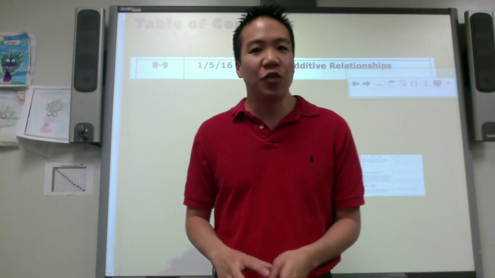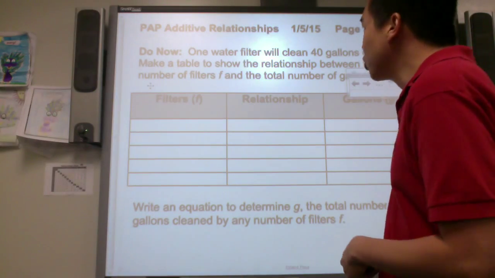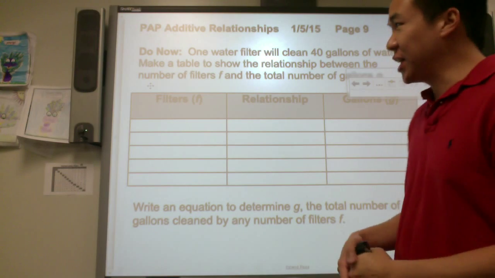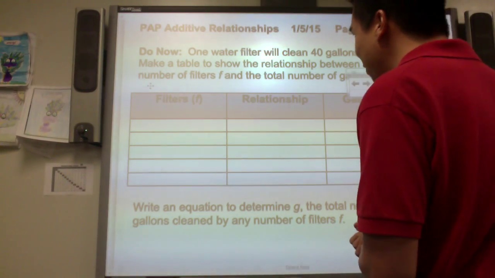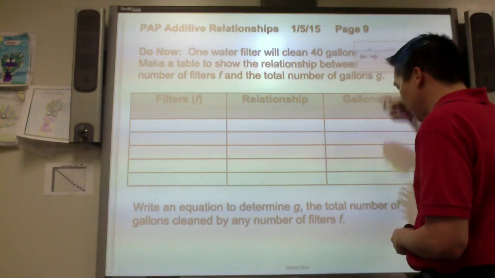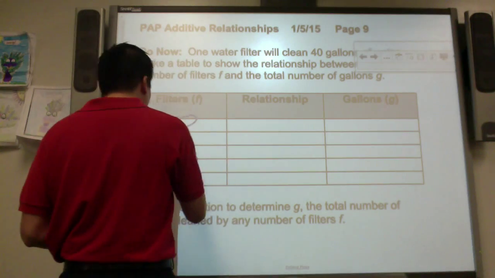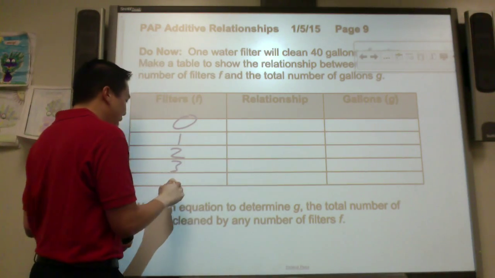Lessons over additive relationships. So before we do that, let's talk about multiple representations. One water filter will clean 40 gallons of water. Make a table to show the relationship between the number of filters F and the total number of gallons G. So if you use 0 filters, 1 filter, 2 filters, 3, and 4.